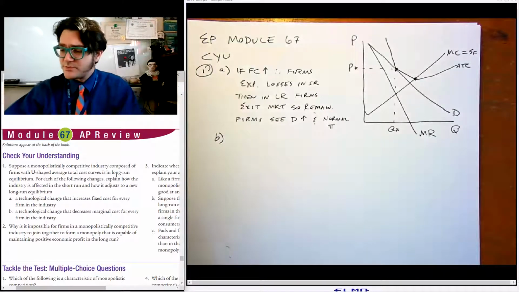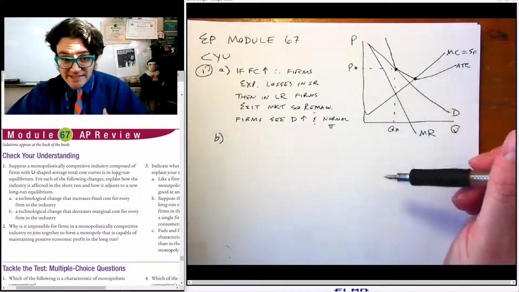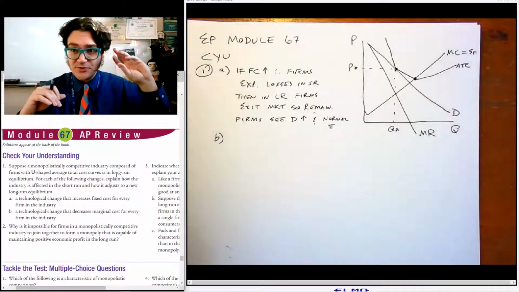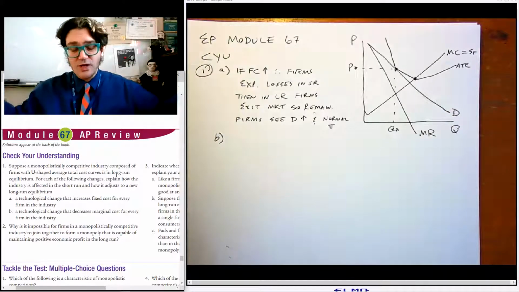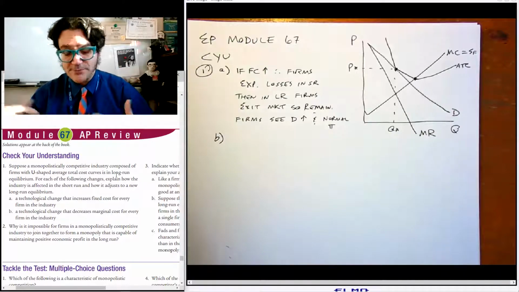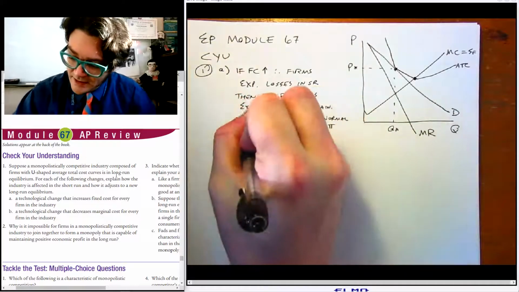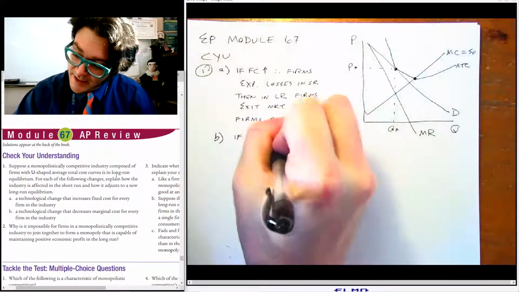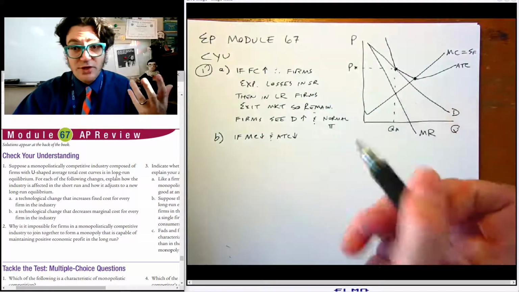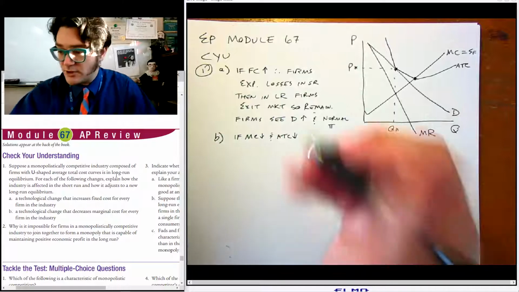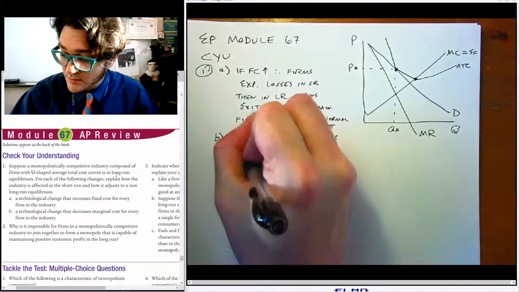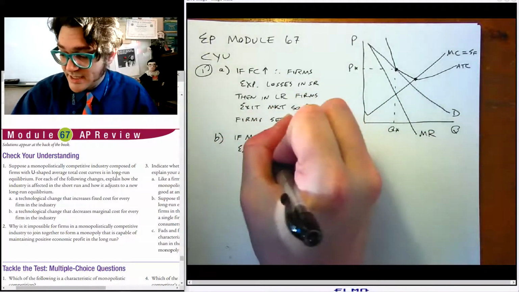B says a technological change that decreases marginal cost for every firm in the industry. Now this one would be the MC curve shifting downward and the ATC curve also shifting downward, because ATC incorporates both the fixed cost and the variable. It's average total cost, right? If the marginal cost of producing a unit goes down, both of the cost curves shift down. So if MC shifts down and ATC shifts down, then in the short run, firms would be earning a profit because their costs are lower. So firms earn economic profit.